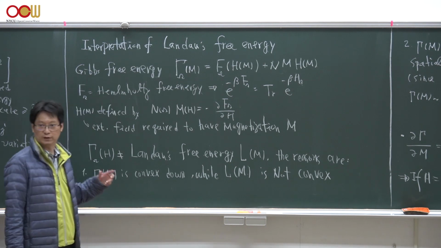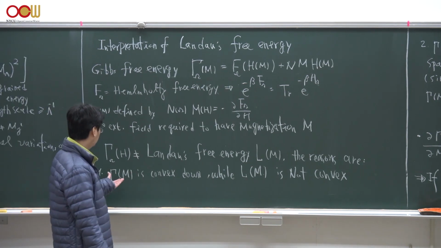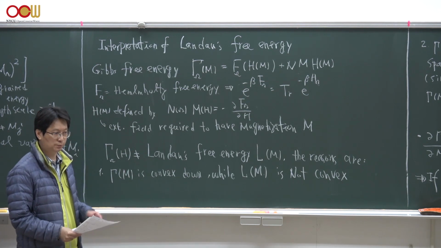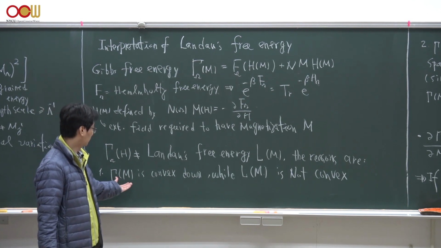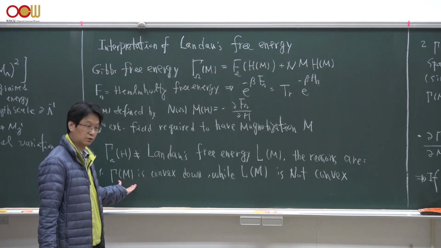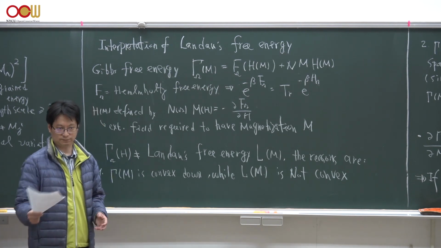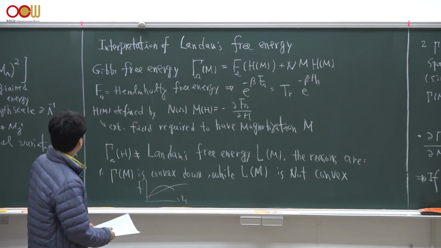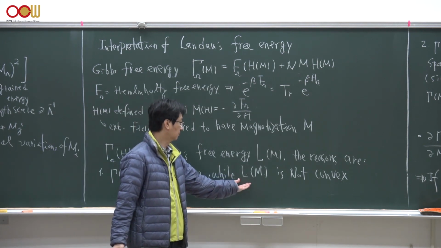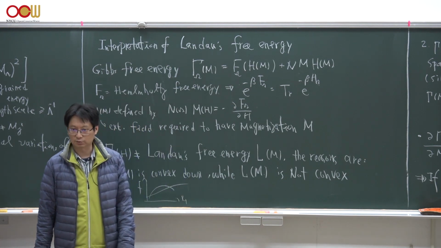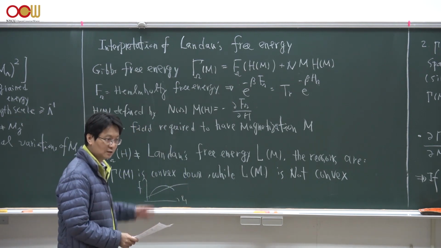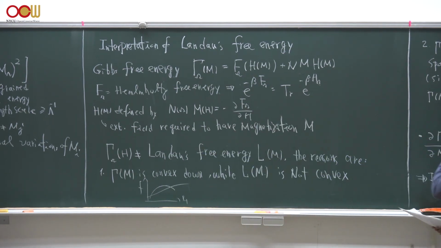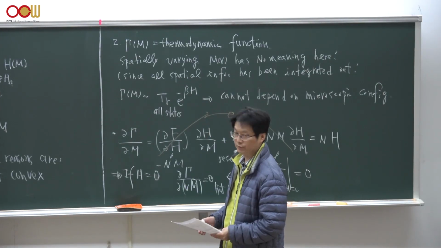Remember, at the very beginning of this course, we plotted this free energy as a function of magnetization, and we proved mathematically that this free energy density as a function of magnetization is convex down as a function of M. Remember that. But the Landau free energy, L, is not a convex function, as we will see in just a moment. So that is the first reason that they are not the same, but they are closely related, as we will explain.